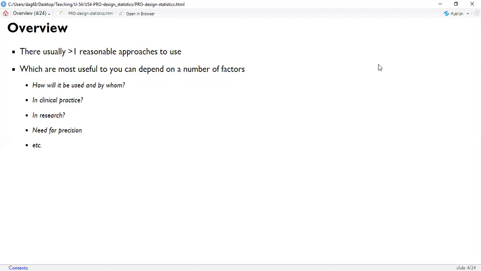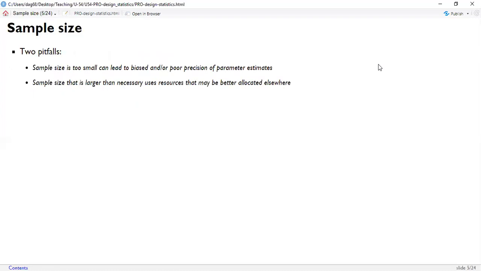And which approaches are most useful can depend on a number of factors. Who's going to use the scale? How is the scale going to be used, and who's going to implement it? Is it going to be used for clinical practice? Is a clinician going to use it on a patient to measure something for like a screening tool or something like that? Is it going to be used for research? And related to those two, what level of error can you accept? How precisely do you need to measure these constructs?